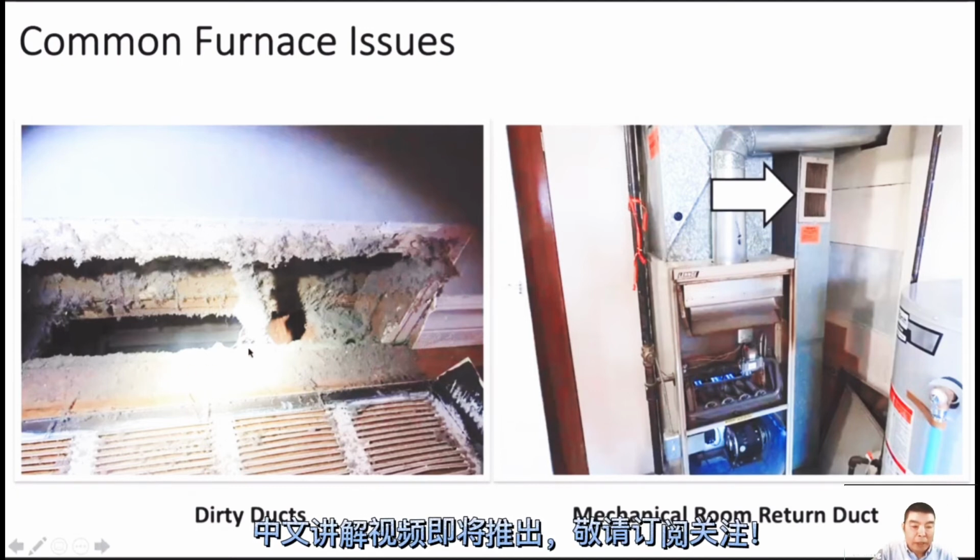But you should know the new house has the return air duct in every room, but an older house maybe not, maybe only one or two return air ducts on every floor. So there's no return duct in the bedrooms.